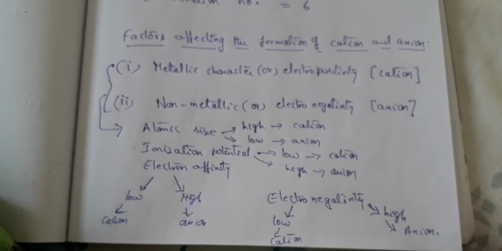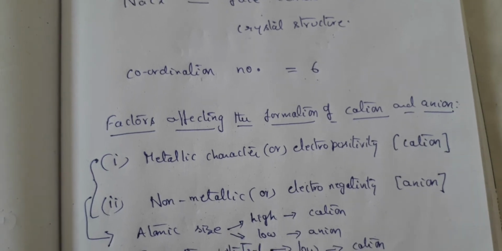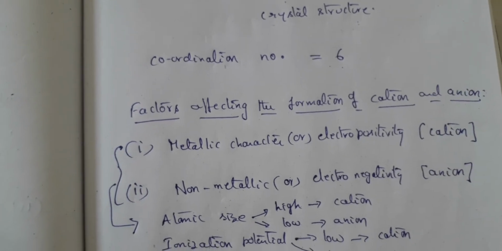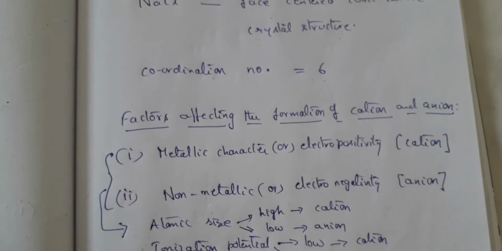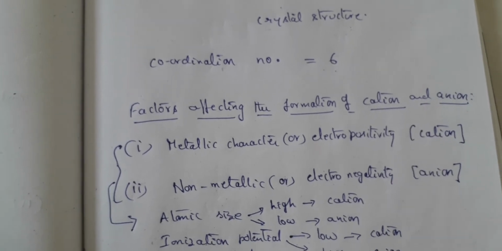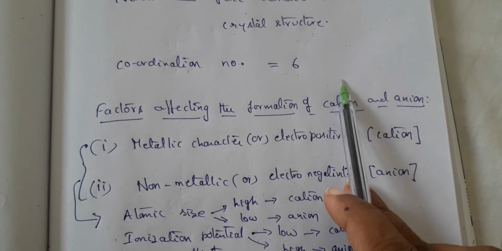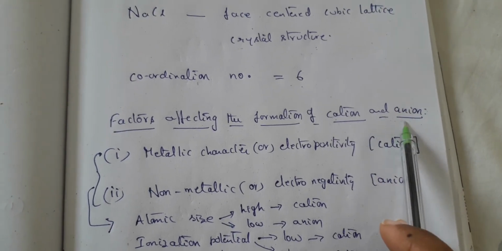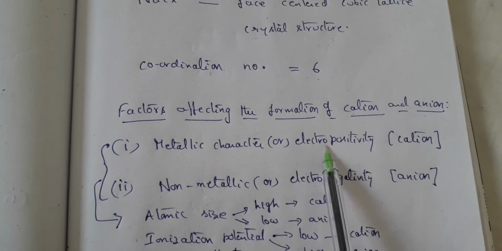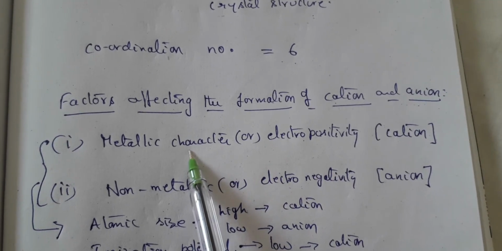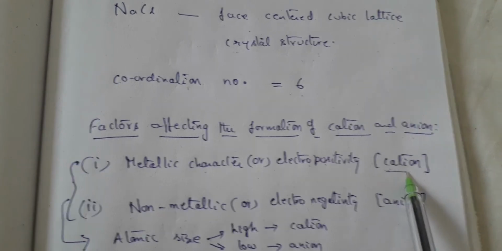Now let us see the factors affecting the formation of cation and anion. Very well, we already discussed this in periodic classification of elements, how the properties change from left to right and from top to bottom. Again we shall recollect, what is the tendency for a cation to form? It should be ready to give an electron. For an anion to form, it should be ready to take an electron, is it not? So what are the characteristics? Metallic character or electropositivity. Whenever there is more metallic character or more electropositivity, the element has a tendency to become a cation.